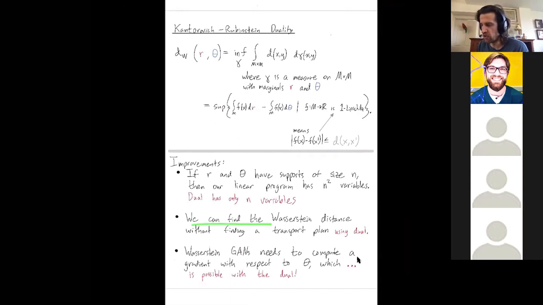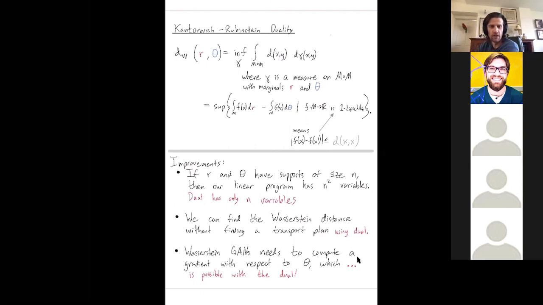Notice that in the dual program, we found the Wasserstein distance without finding a transport plan, okay? So the cost you pay is that when you solve this dual, you do things more efficiently, and you get the value for the Wasserstein distance, but you don't know how to move measure R onto theta just after solving the dual.